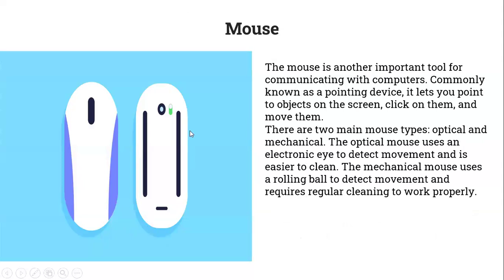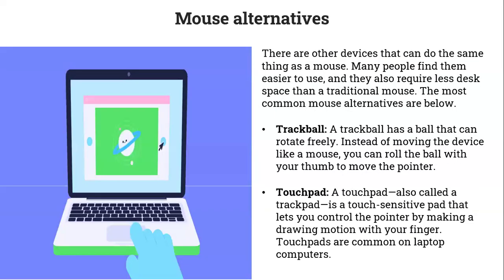So mouse is that external device that we use that usually has a cable or is wireless. It was made basically for the desktop, but for your PC, that is your laptop, personal computer, it's called a touch pad. A touch pad is also called a trackpad. It is a touch-sensitive pad that lets you control the pointer by making a drawing motion with your finger. Touch pads are common on laptop computers.